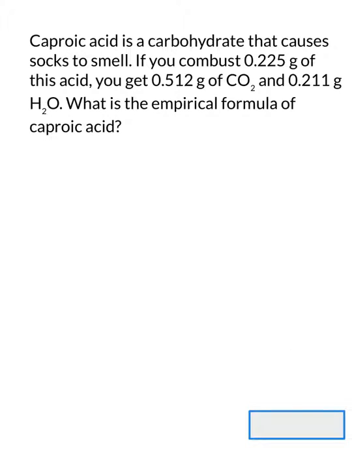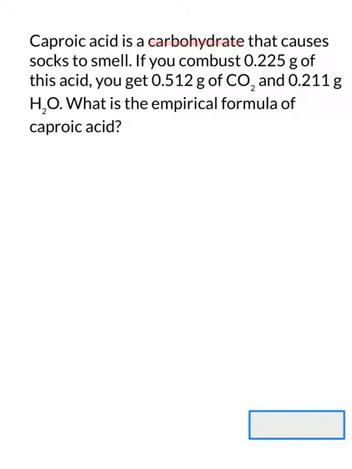Caproic acid is a carbohydrate that causes socks to smell. If you combust 0.225 grams of this acid, you get 0.512 grams of CO2 and 0.211 grams of H2O. What is the empirical formula of the caproic acid? Well, the main point that you got to see right here is the fact that it is a carbohydrate. If it is a carbohydrate, it is made up of carbon, hydrogen, and oxygen. So we are going to work with that information. We know how to get the carbon and the hydrogen, and we're going to subtract from the total mass to find that remaining oxygen.